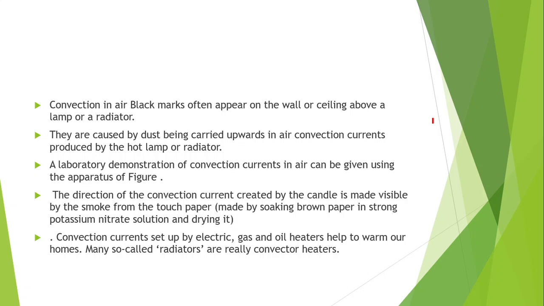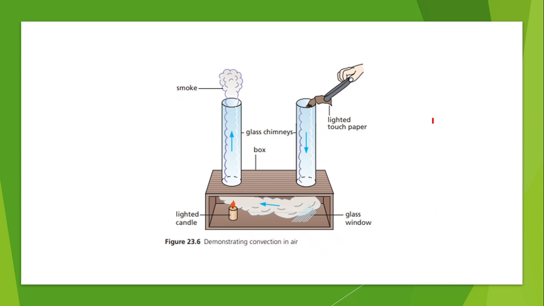The direction of the convection currents created by a candle is made more visible by smoke from a touch paper, made by soaking brown paper in strong potassium nitrate and then drying it. Convection currents set up by electric, gas or oil heaters help to warm our homes. They are also called radiators, but they're really just convector heaters. They're called radiators, but you're really using convection as the main medium.